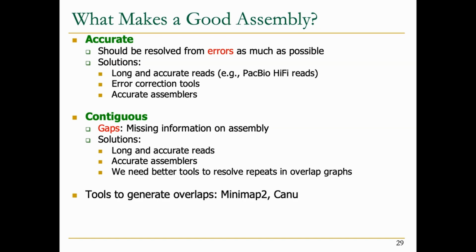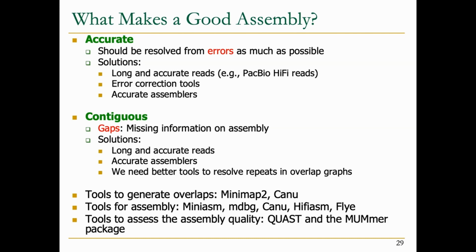And if you are curious, there are certain tools that you can use for each step. For example, if you want to generate the overlaps, you can use Minimap2 or Genome. If you want to generate the de novo assembly, you could use Miniasm, you could use MDBG, you could use Canu, you could use Hifiasm or Flye. These work with different types of data, different types of sequencing technologies, and they have different profiles in terms of performance and accuracy. And how are you going to assess the assembly that you just generated, right?